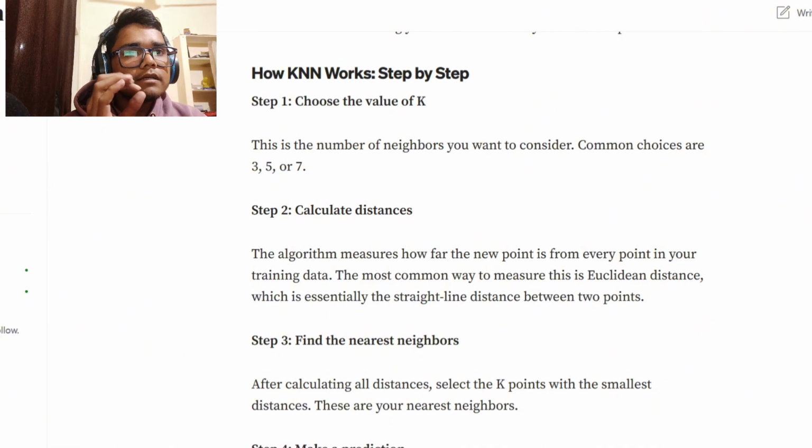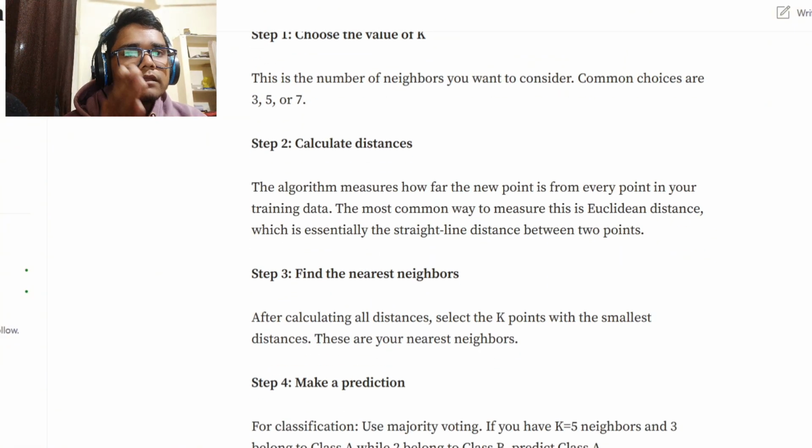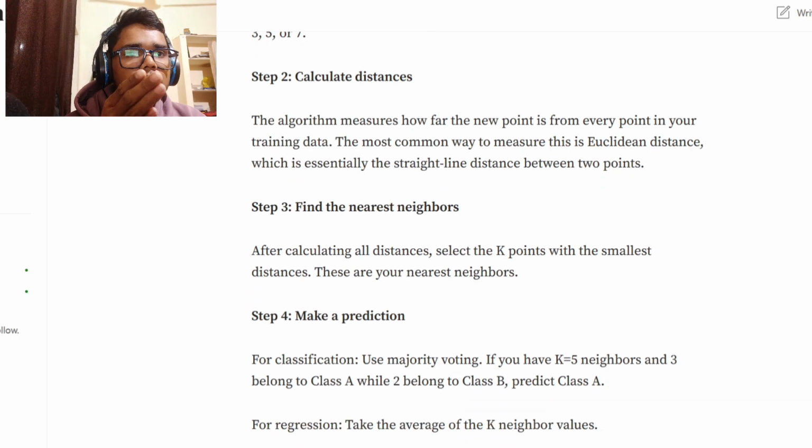How does it work? Let's see step by step. First step, choose the value of k. This is the number of neighbors you want to consider. Common choices are 3, 5, or 7. Next step, calculate distances. The algorithm measures how far the new point is from every point in your training data. The most common way to measure this is Euclidean distance, which is essentially the straight line distance between two points.